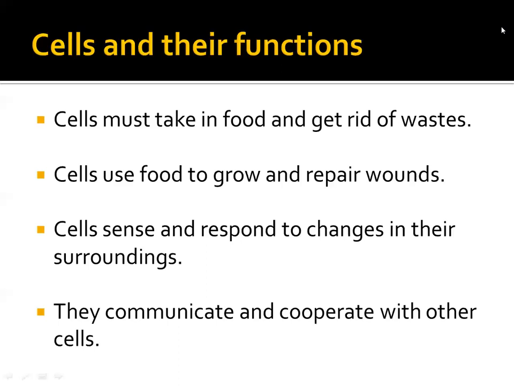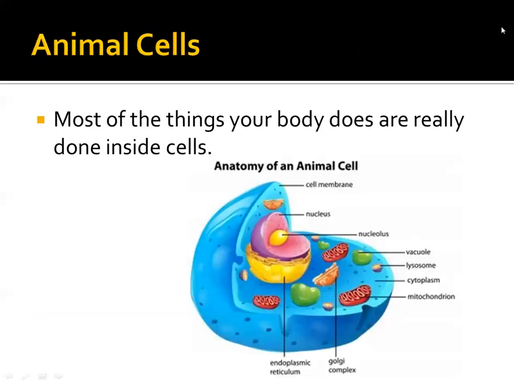Cells communicate and cooperate with other cells in order to get jobs done. Depending on what type of cell it is, it has a specific job to do. Let's talk about animal cells. Most of the things your body does are really done inside the cells. As you can see on this picture, I have the anatomy of an animal cell. This is a great picture of an animal cell. You've seen cells before in 3rd and 4th grade. This is just a more detailed picture of what a cell is.